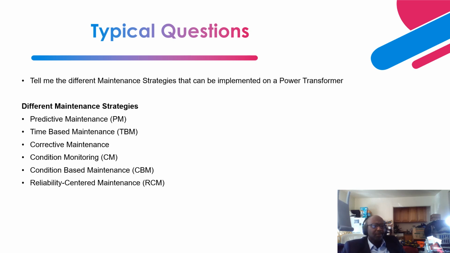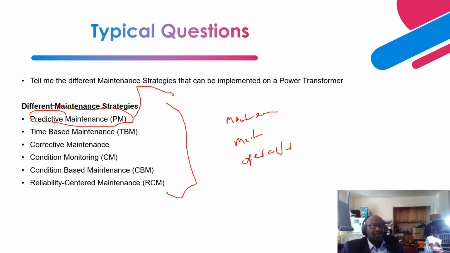Next, tell me about the different strategies that can be implemented, maintenance strategy on a power transformer. Okay, so typical, for a maintenance engineer, as a maintenance technician, as an operator, this is how you answer that question, right? Okay, so the first one is predictive maintenance, right? And don't just tell them predictive maintenance. What type of predictive maintenance can you implement on a power transformer?